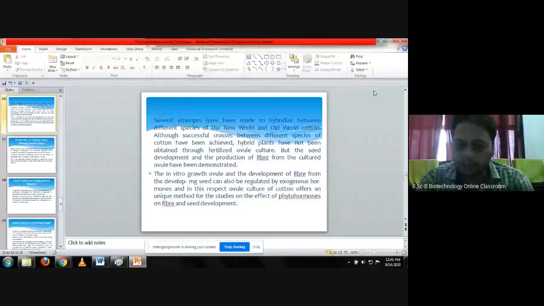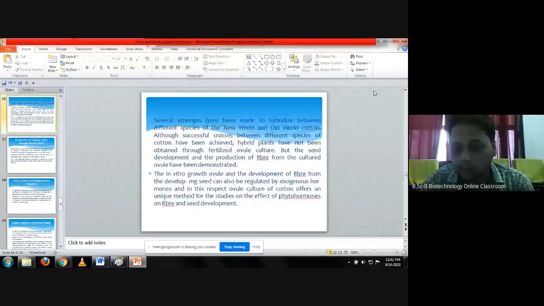Now several attempts have been made to hybridize between different species of the new and old world cotton. So between the old species and the new species of cotton, hybridization has been done, but it does not happen naturally. But in this it has happened. So what happens for you? We are producing cotton for its fiber. Then you get better fiber quality and higher productivity. So what happens? In vitro they have produced fibers and they have studied the various roles of hormones or phytohormones on fiber and seed development. This also they have come to know.